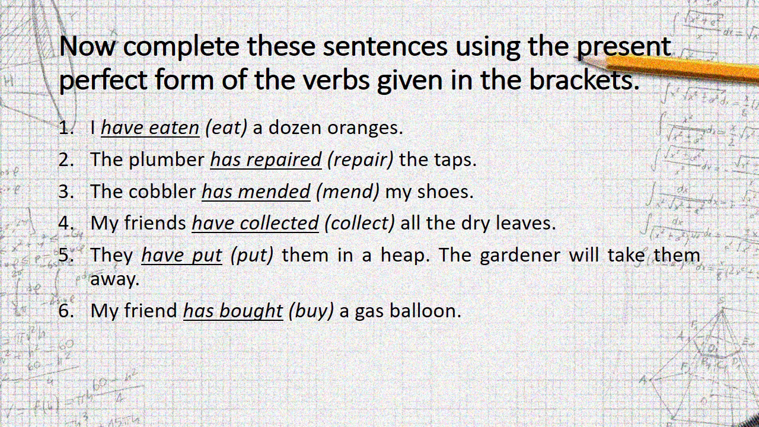My friend blank a gas balloon. My friend has bought a gas balloon. Now students, to write these blanks correctly, you need to memorize the verbs and their forms, like what will be the verb in past, what will be the verb in past tense. And the rule is common: have plus past participle or has plus past participle.